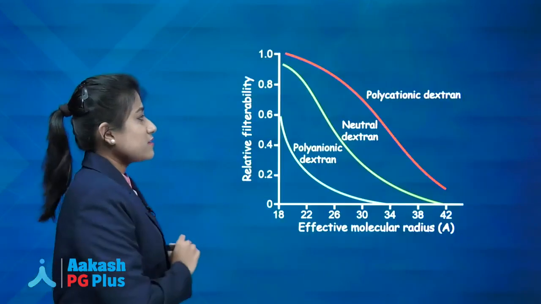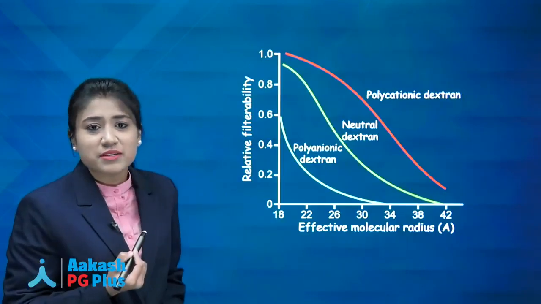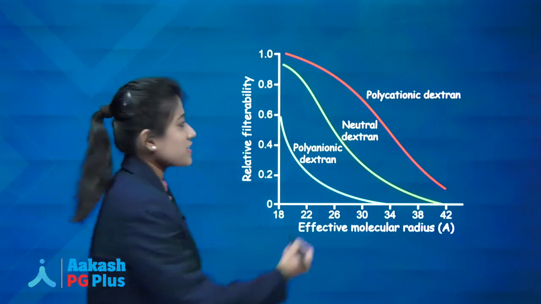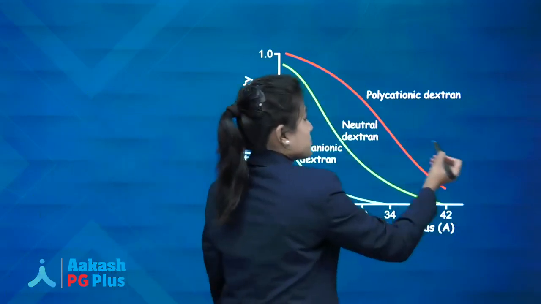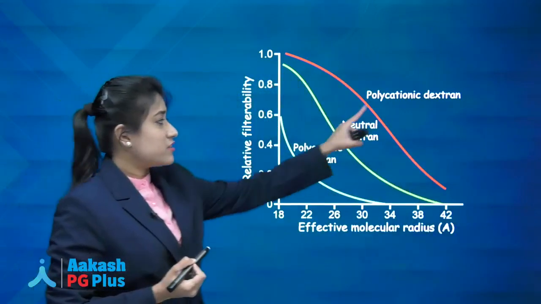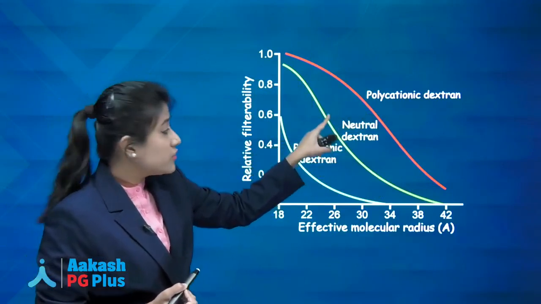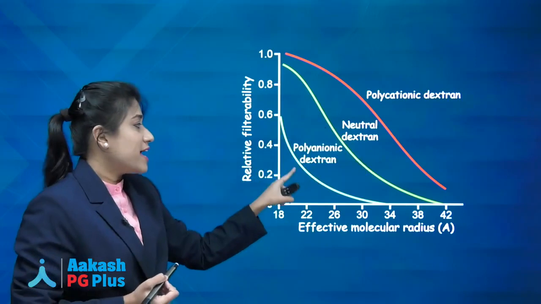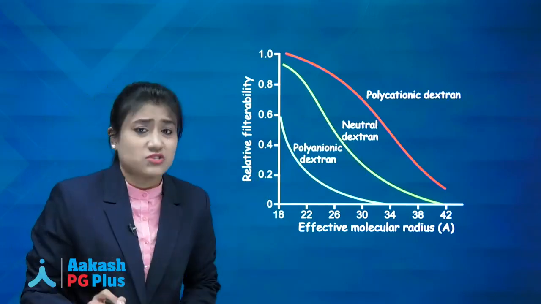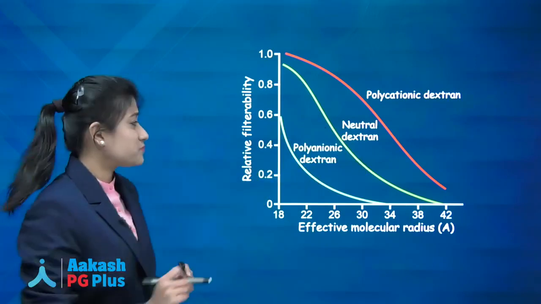So, this thing can be represented with the help of the graph. So, here you can see that polycationic dextran is filtered more as compared to the neutral dextran, and neutral dextran is filtered more as compared to the polyanionic dextran. Got it? Write it down.